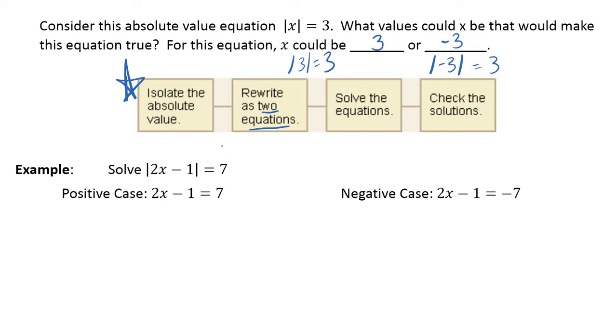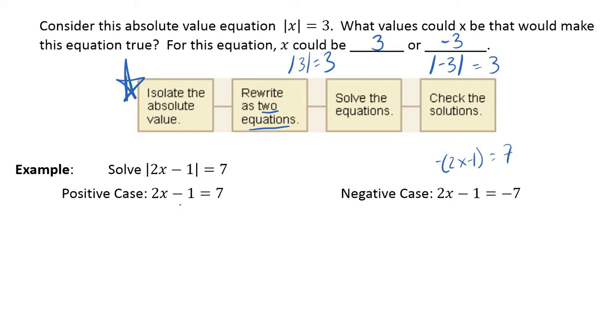Positive case is basically the exact same equation, just get rid of the absolute value: 2x minus 1 equals 7. Pretty straightforward. The negative case, notice what's different? You just set it equal to a negative number. Just like up here, x could be the positive, x could be the negative. Another way to think of that is saying the opposite of 2x minus 1 could also equal 7, and then just taking that negative over, dividing by a negative.